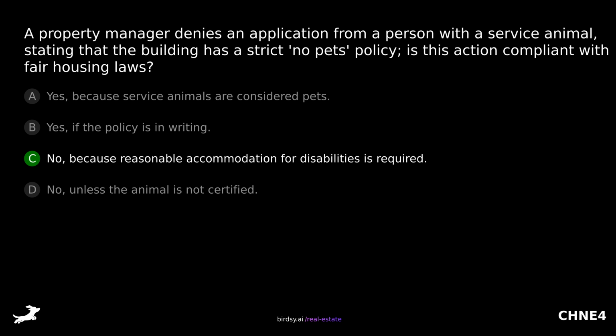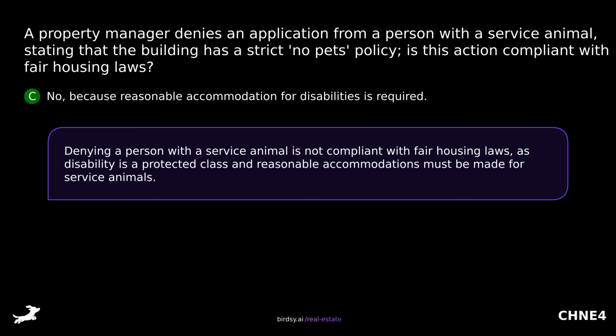The correct answer is C. No, because reasonable accommodation for disabilities is required. Denying a person with a service animal is not compliant with fair housing laws, as disability is a protected class, and reasonable accommodations must be made for service animals.